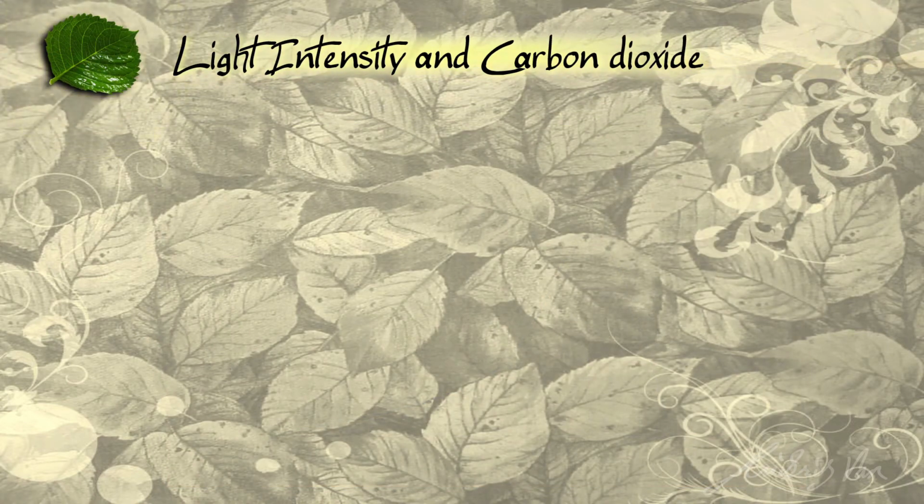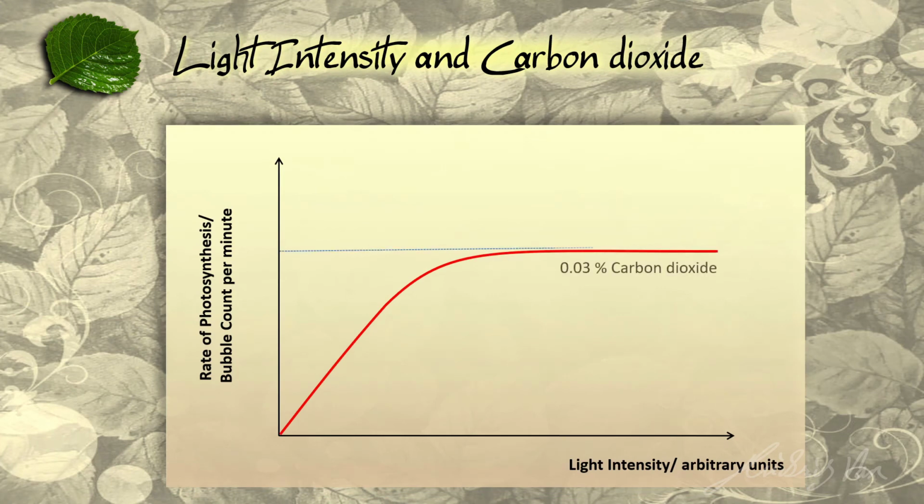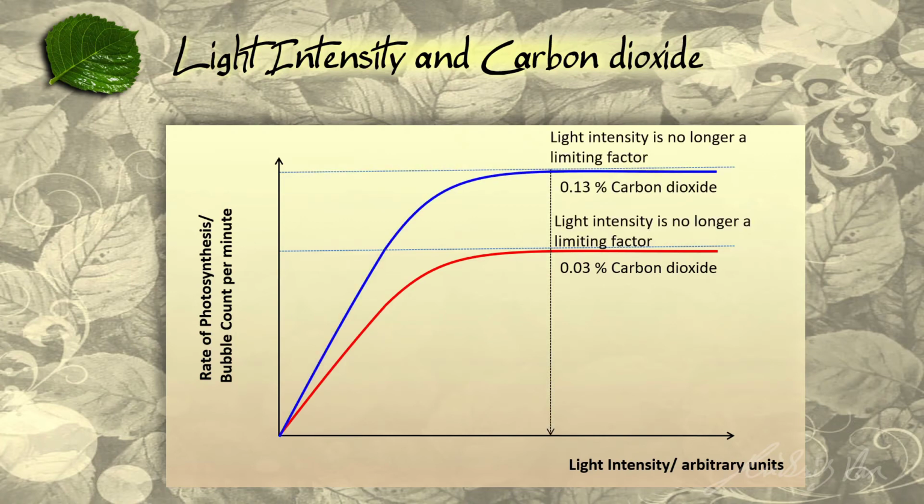We will first start off with light intensity as well as carbon dioxide concentration. Over here, I have the earlier graph of increasing light intensity at 0.03% carbon dioxide concentration. Look at what happened when I increase the carbon dioxide concentration to 0.13%. Same thing, at the plateau, light intensity will no longer be a limiting factor.